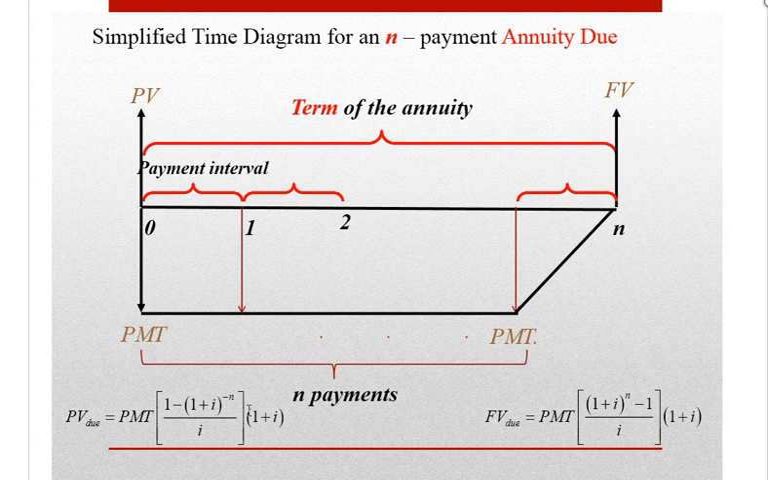The formula is modified for present value. We'll see that modification is 1 plus I and 1 plus I in here, and we write in here due and due in here.